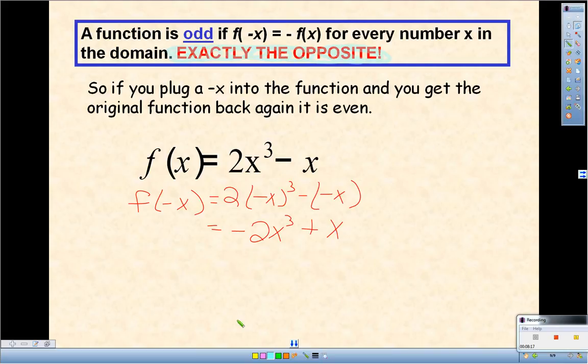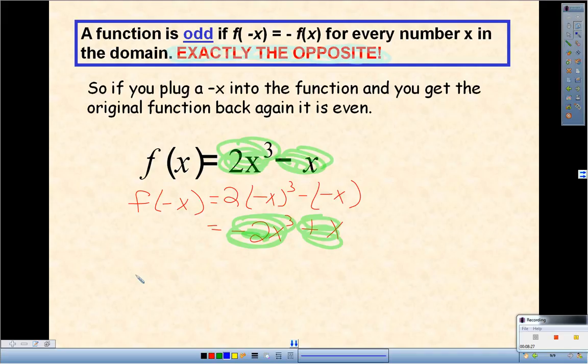Now you have to look, it has to be completely the opposite. So look, it's a positive 2x squared, now it's a negative 2x squared. It's a negative x, now it's a positive x. So they are completely opposites, therefore this is an odd function. In other words, it has symmetry about the origin. It's symmetric about the origin.